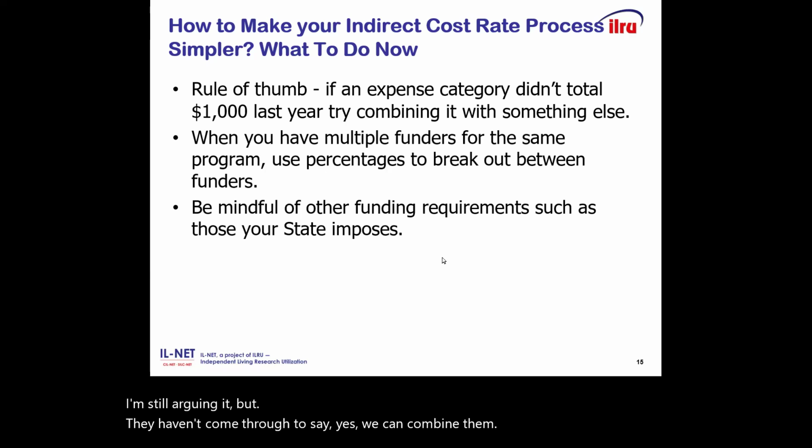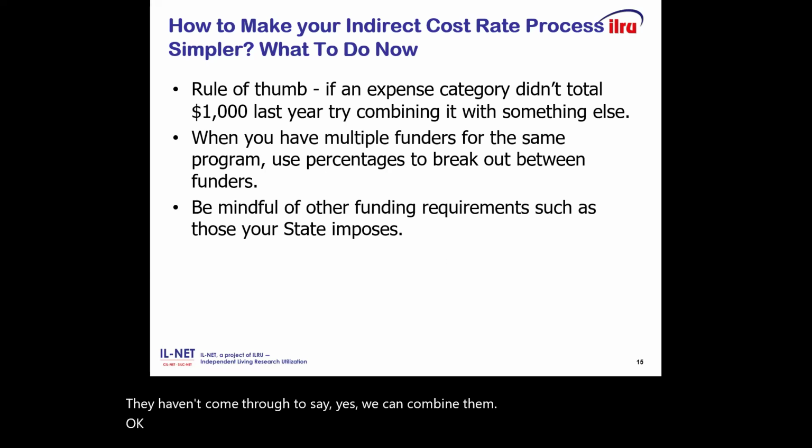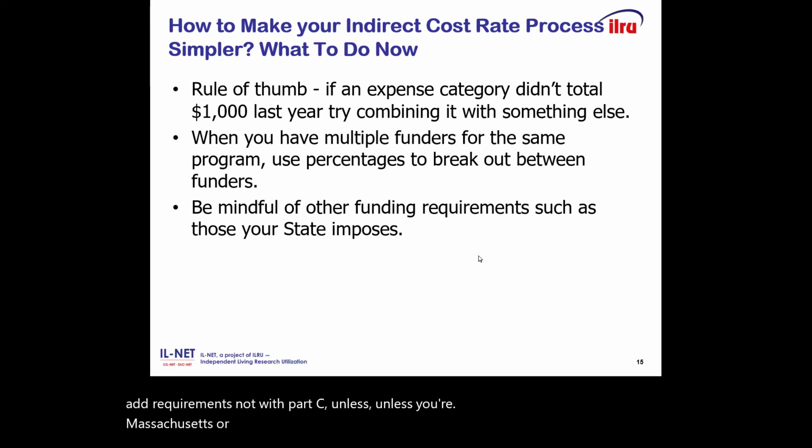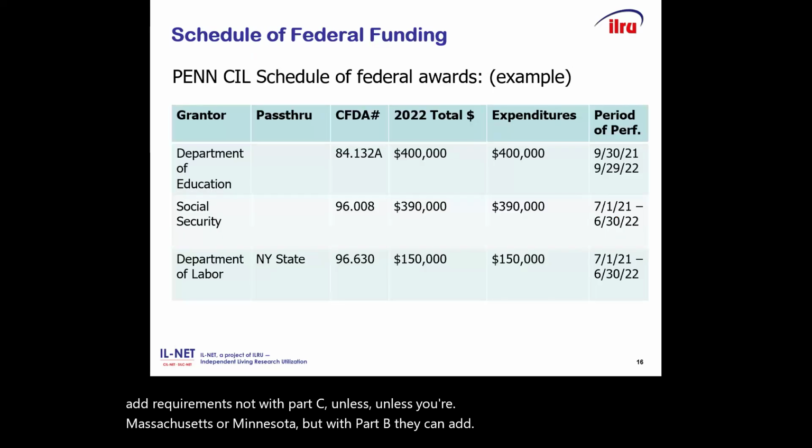Your state might have some other rules. They're allowed to do that with Part B. They can add requirements, not with Part C unless you're in Massachusetts or Minnesota. But with Part B, they can add other regulations.